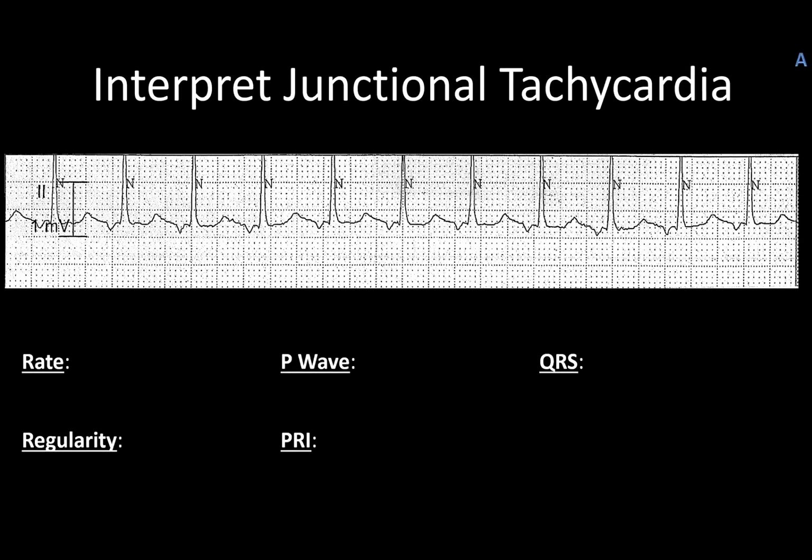All right, junctional tachycardia. Well, we'll start how we always do. This is a 6-second strip. So 11 beats total. We are regular. We don't have any ectopy or patterns.